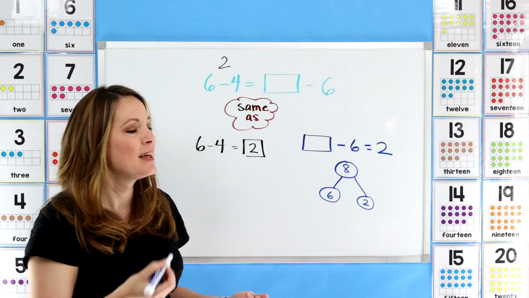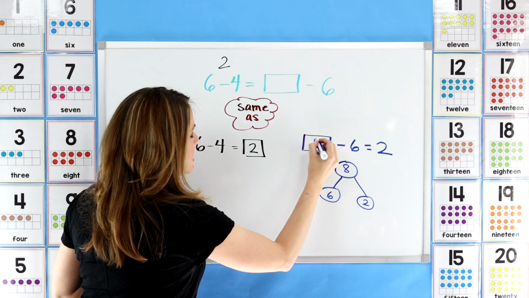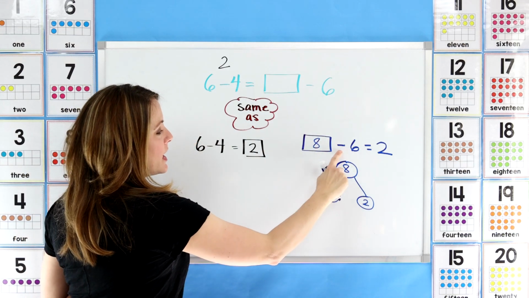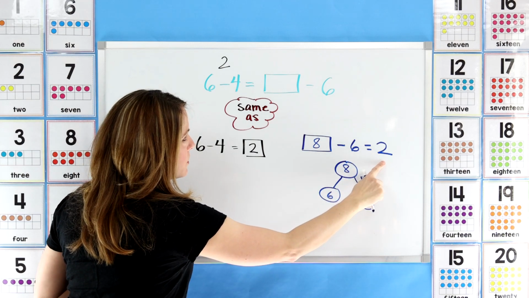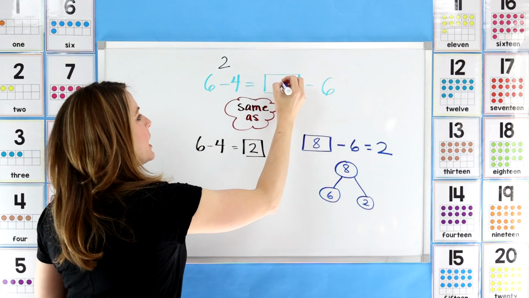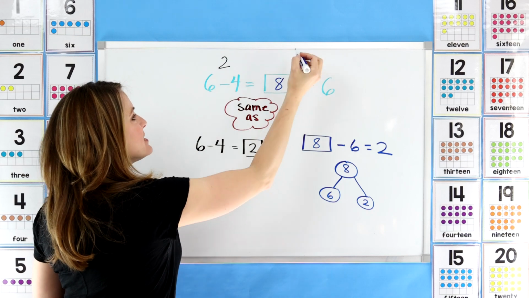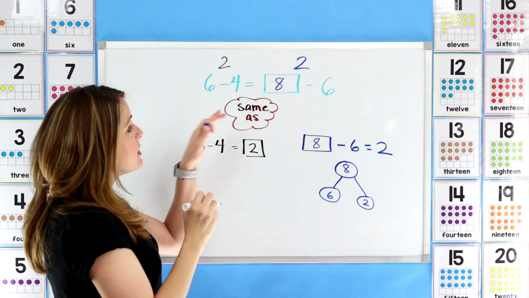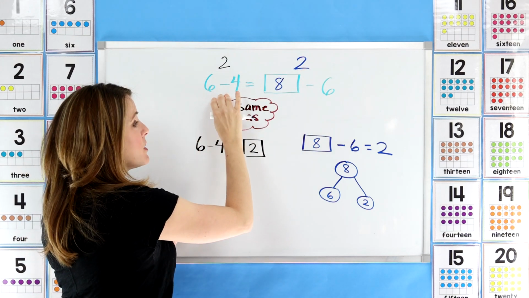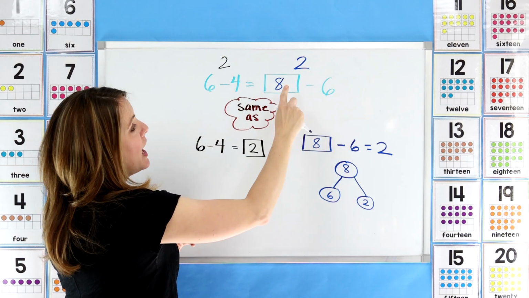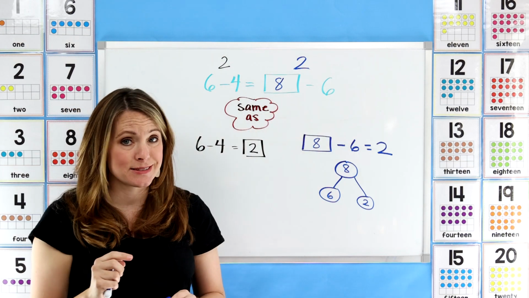So what does that mean? That means that if I put 8 in here, 8 take away 6 is 2. So I could put 8 here, and that's going to give me 2 when I look at these and I say 6 take away 4 is the same as 8 take away 6.